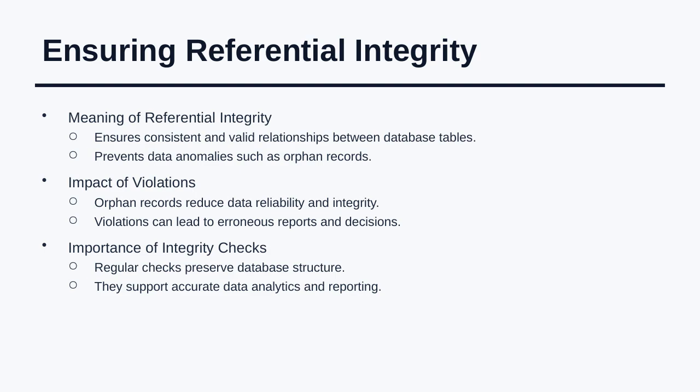That's why regularly checking for referential integrity is so important. It helps preserve the overall structure of the database and ensures that the data remains reliable. By running these integrity checks, we support accurate analytics and reporting, which are crucial for making informed business decisions. Next, we'll look at some practical ways to test these relationships and catch issues early on.